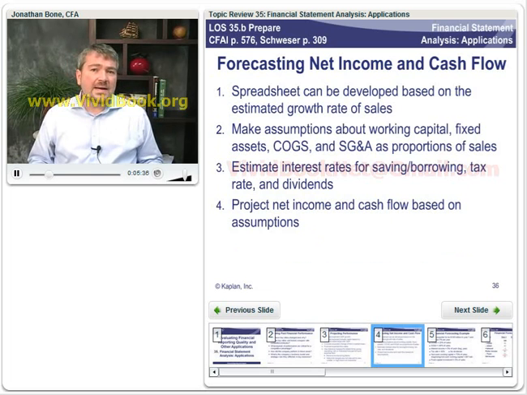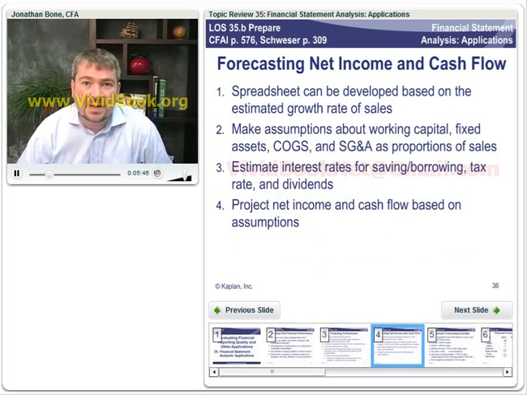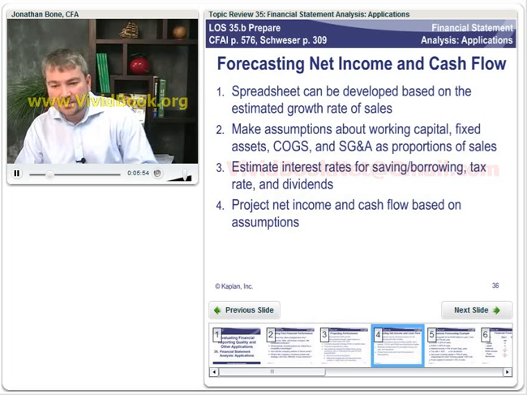We're going to need to estimate future interest rates because, of course, that will affect our interest expense. We're going to also need to forecast future tax rates because, of course, that will affect our tax expense. Once we've got all these items, we can produce net income and cash flow based on these assumptions. Okay, well, let's have a little look at an example.